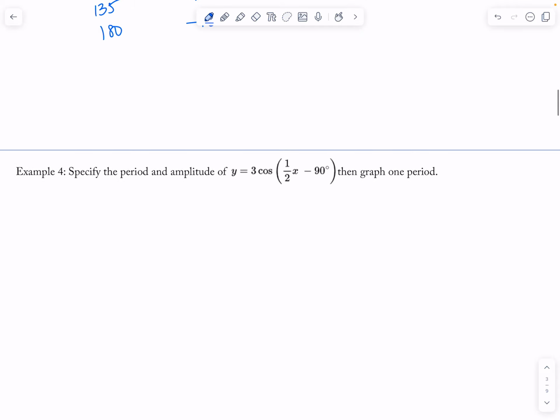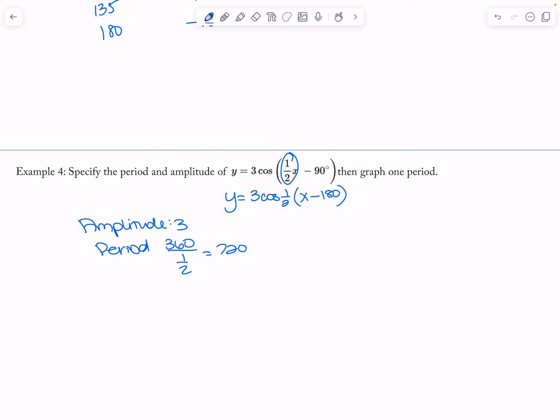Okay, so this is what I was talking about. The number in front of x has to be 1. So if it's not, I have to factor out a 1/2. So y is equal to 3 cosine 1/2, and then this is x minus 180 degrees. Because remember, if I distribute back to both, I better get 90. Okay? So now my amplitude is 3. My period is 360 divided by 1/2, which is 720.